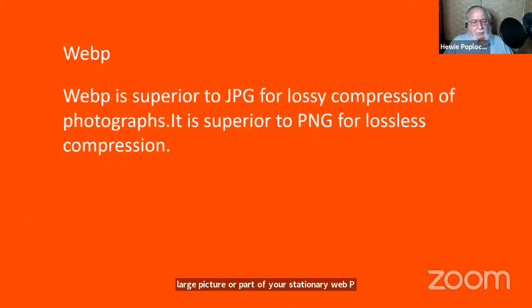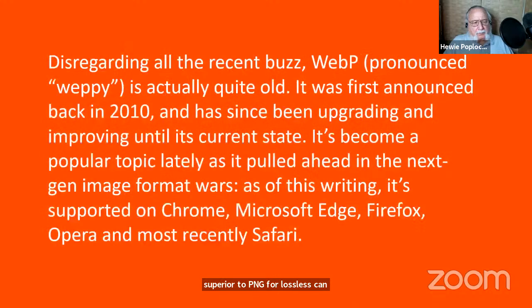WebP is superior to JPEG for lossy compression of photographs. It's superior to PNG for lossless compression. Disregarding all the recent buzz, WebP is actually quite old. It was first announced back in 2010 and has since been upgrading and improving until its current state. It's become a popular topic lately as it pulled ahead in the next-gen image format wars.